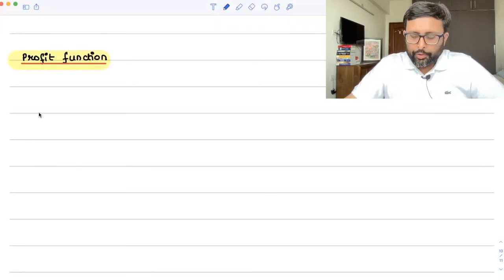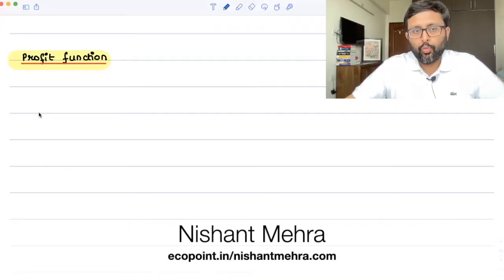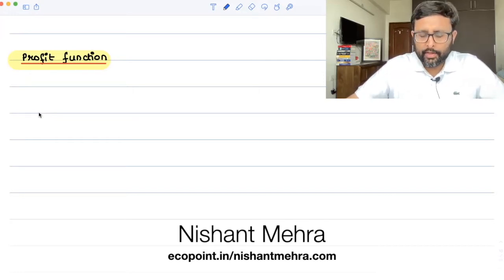Today, we're going to talk about the profit function. We'll do one simple numerical of finding out the profit maximization and finding out the profit function through the profit maximization approach. And we'll define what the profit function is and let us see.